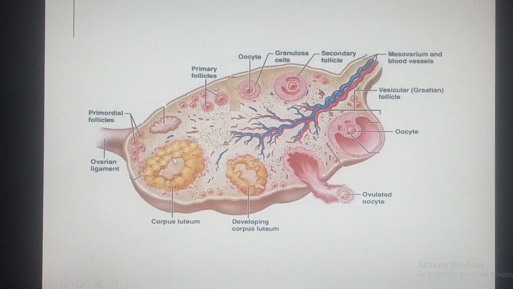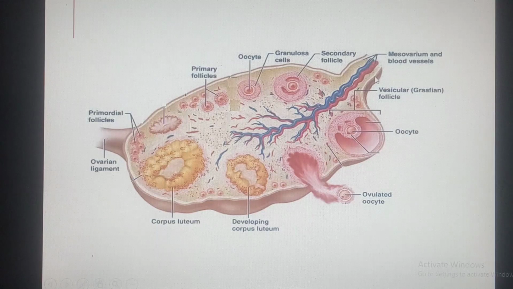Now, if that one persists after pregnancy, then we call it the corpus luteum of pregnancy. So the corpus luteum of pregnancy will be seen after 2 weeks after ovulation. So if you are still seeing it, then pregnancy is in there. Okay, there's pregnancy.